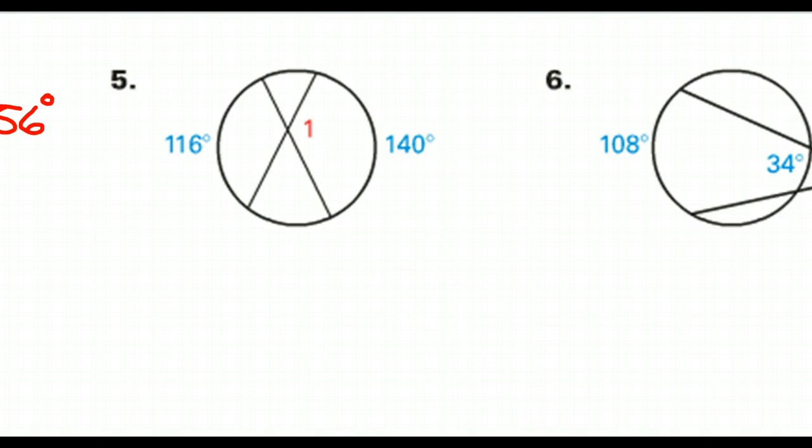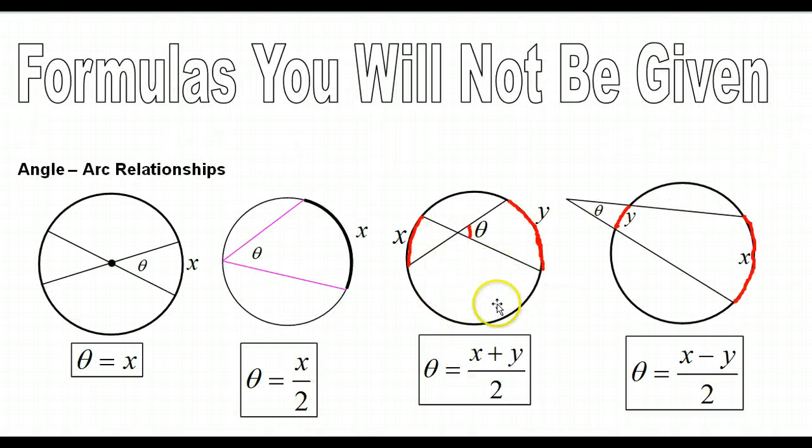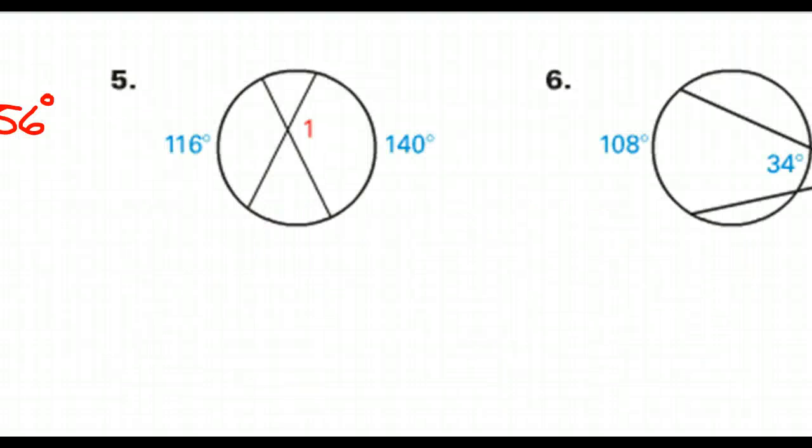Now we're back up to the new situation where you have to look at two intercepted arcs to do this. So the angle is going to be the average of the two arcs. So angle equals arc plus arc divided by 2. Keep that in your brain.